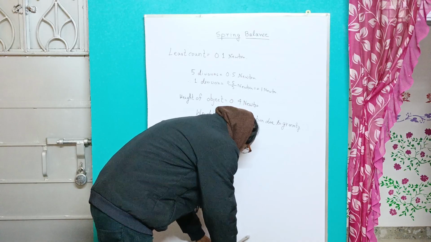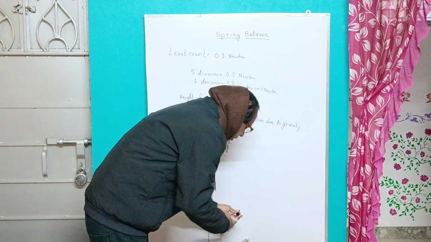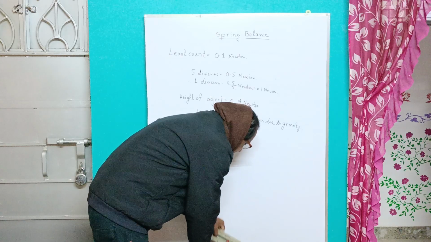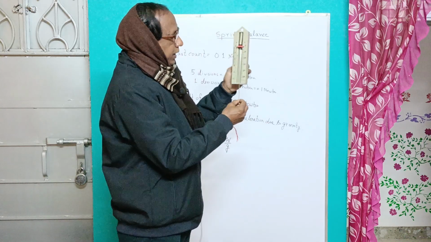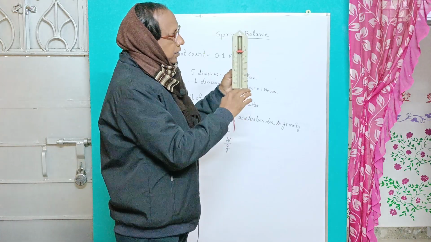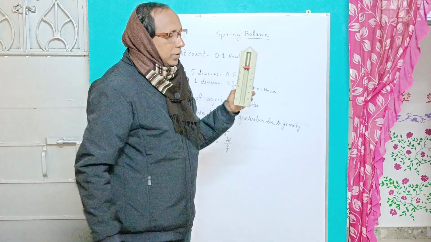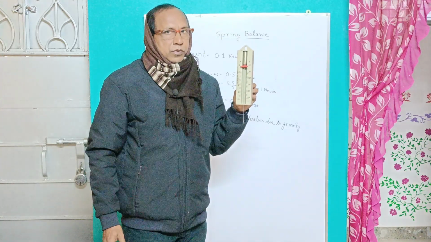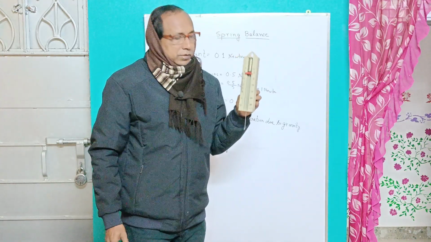Right? In this way, we can measure any object with the help of this spring balance. First of all, we attach the object to this one, and the spring extends. We already told you that the spring balance works on the principle of Hooke's law, right?